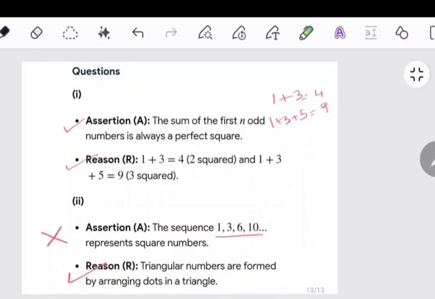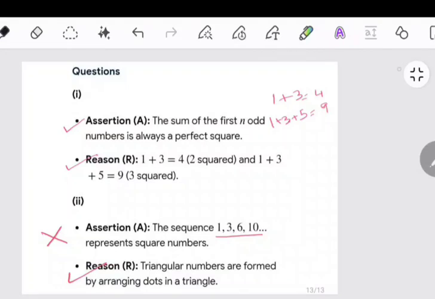So, whenever you get an assertion reason question, don't choose the answer by looking at the options first. Follow these 3 steps. First, check if the assertion is true or false. Second, check if the reason is true or false. Third, if both are true, ask yourself, does the reason explain the assertion? Then choose the correct option.